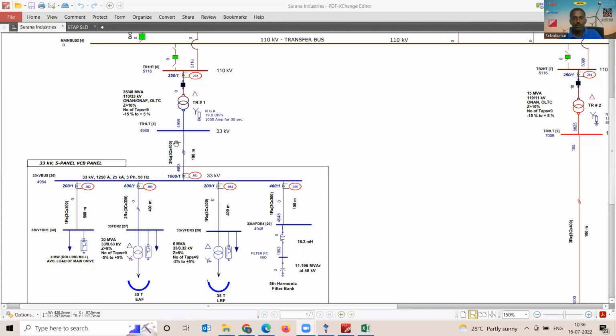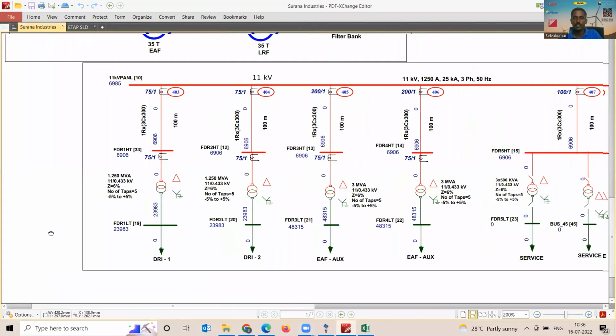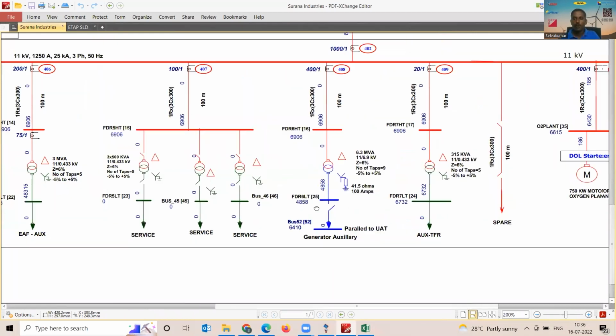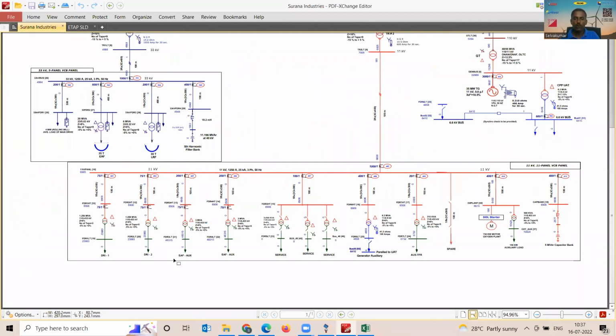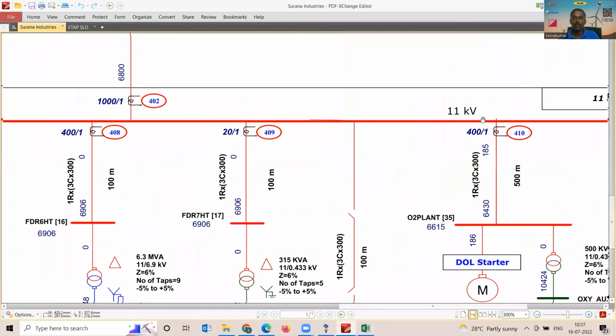The industry also has other auxiliaries: DRI1, DRI2, and electric arc furnace auxiliaries. It has a cogeneration plant, which also has some auxiliaries, and then an oxygen plant motor and some other auxiliary loads. All the small auxiliary loads are fed from a 415 volt transformer. Only one motor, a 750 kilowatt motor at the oxygen plant, is directly fed from 11 kV.